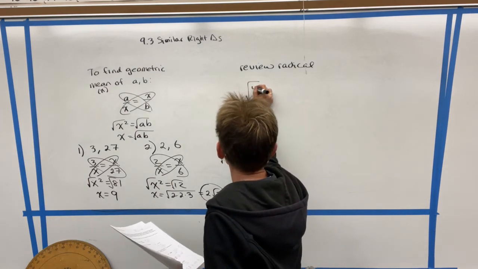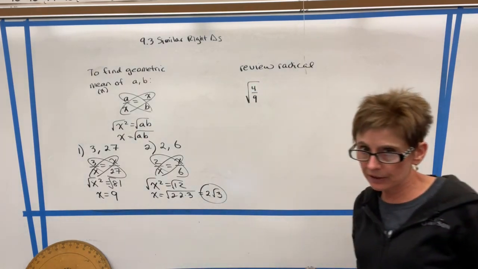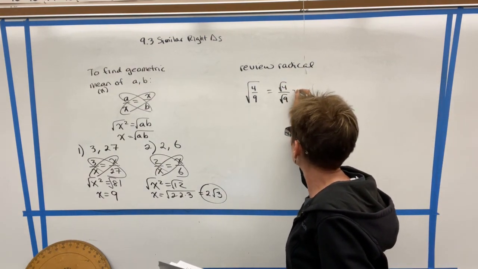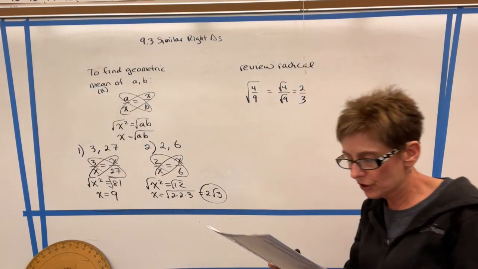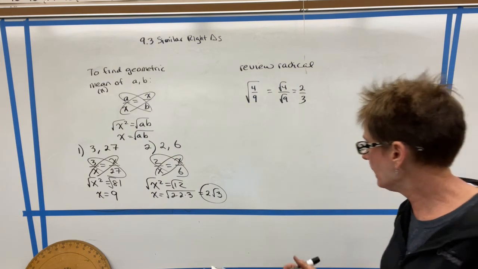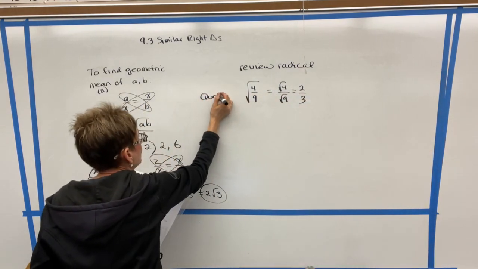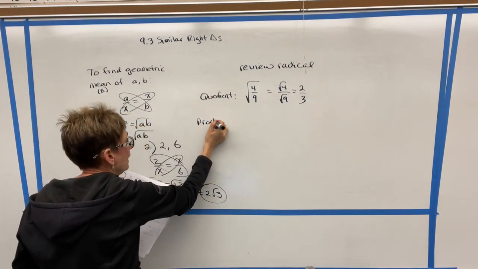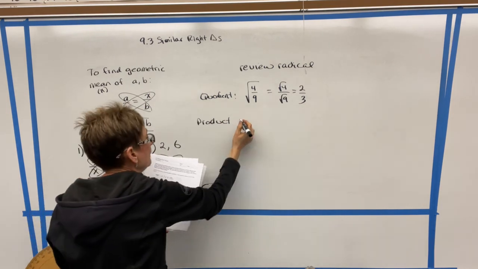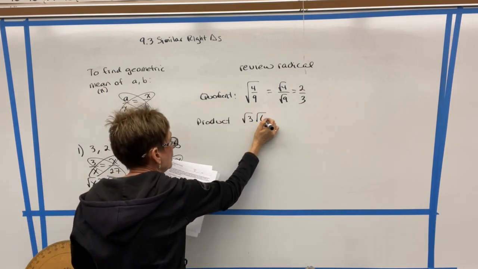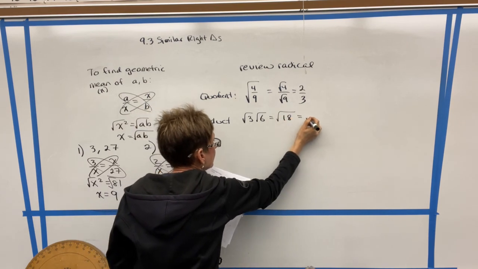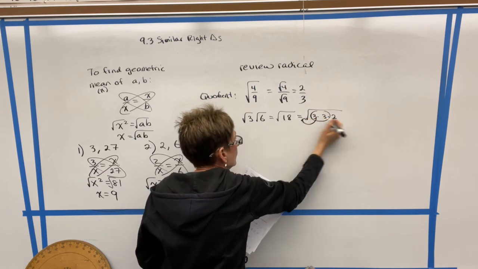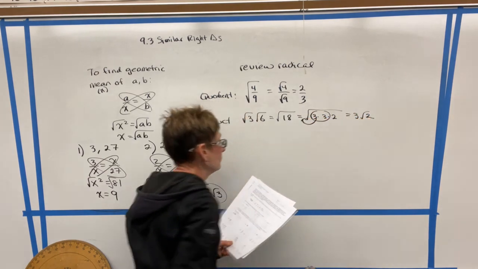One thing I want you guys to keep in mind is if you're taking the square root of a fraction, the quotient property tells us that we can divide that up. So this, for example, would become 2 over 3. So this would be an example of the quotient property. The product property tells us that we can multiply 2 radicals. So for example, if I have the square root of 3 times the square root of 6, that's the same thing as the square root of 18, which would be the same thing as 3 radical 2.